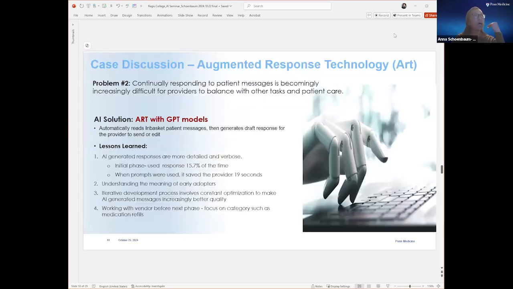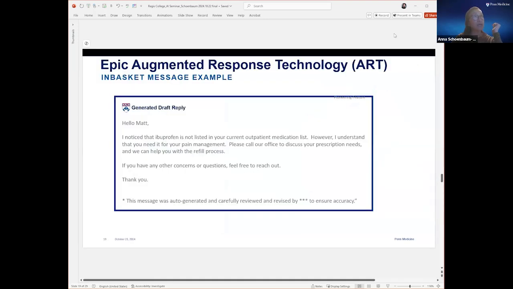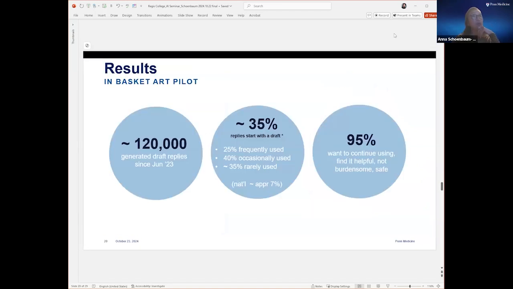Regarding the augmented response for the in-basket, just a couple of things. The initial response was that it was used 15.7% of the time. Then we kept on continuing to do better prompt engineering. I'm just going to flip over to the next slide because this is an example of the response draft. But what we've noticed is that with our continued improvement of our prompt responses, now there is a reply rate of 35%. So it went from 15 to a little bit higher rate.